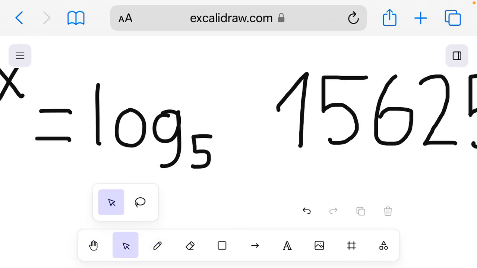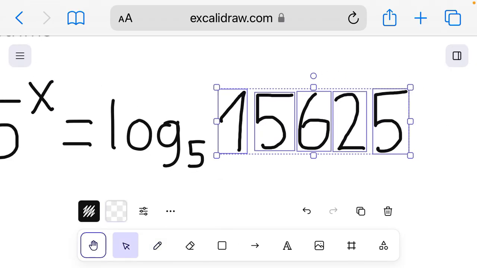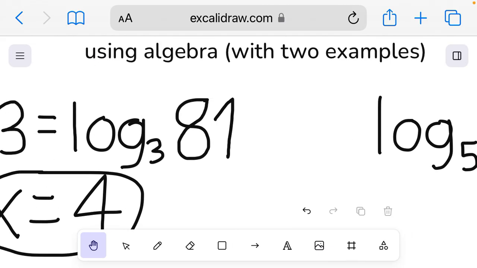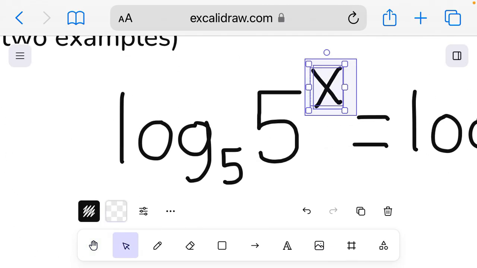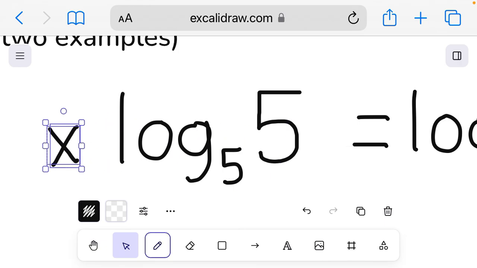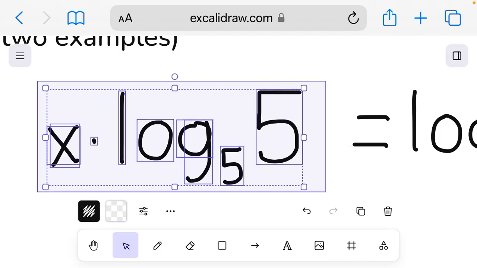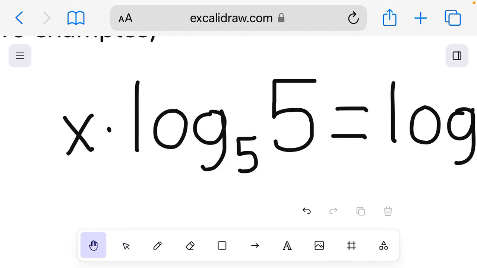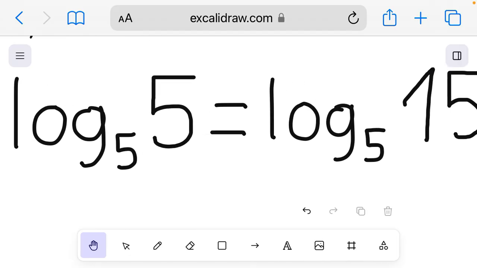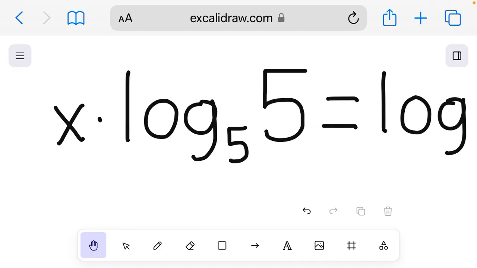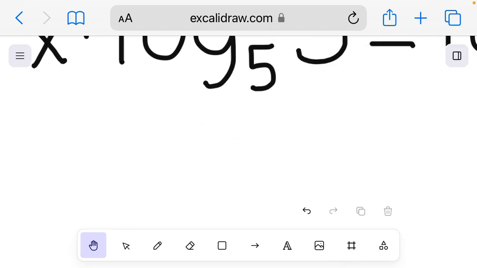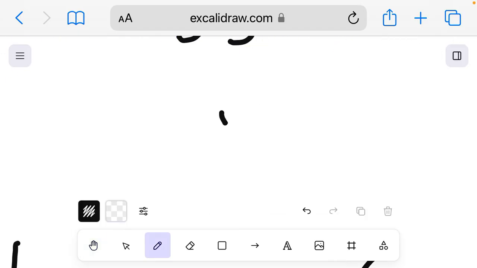And now what's next? Well, as I said before in the previous problem, move the x to this side here. Not that side, because the sides are on the other side of the equal sign. Yeah, the sides are the left side of the equal sign and the right side of the equal sign. But anyway, let's continue on. We have x log base 5 of 5, which is just simply x times 1, or just x.